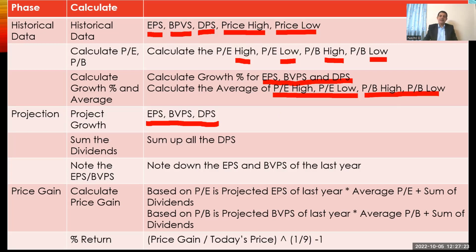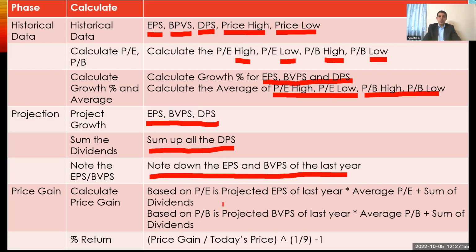We sum up the dividend per share for all the projected years, and then we project all the EPS for the subsequent 10 years as well as the book value per share. We project the required book value based on the growth rate which we have already identified from the historical data. Once we have all the values, that is the projected value of EPS and the DPS values, we note it all down.